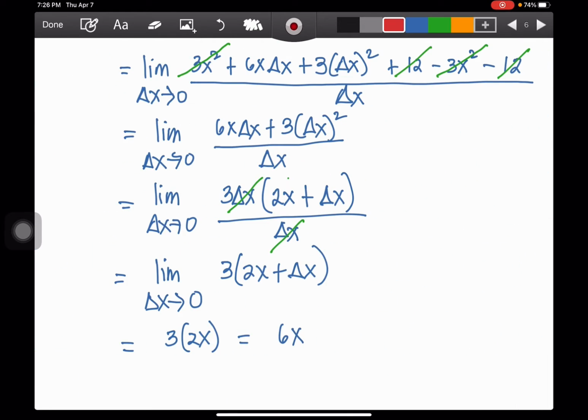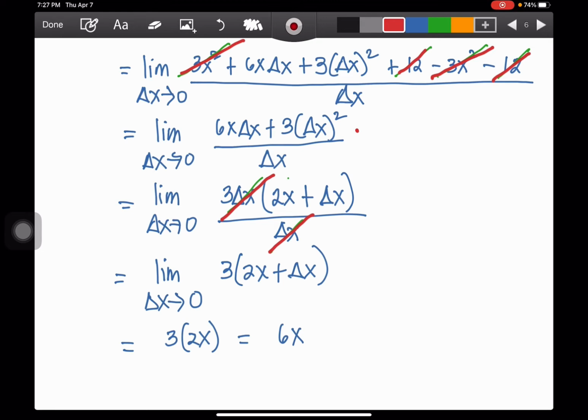Now you can see here that we can cancel this one and also this one. So you only have a leftover of 6x delta x plus 3 delta x squared, all over delta x as delta x approaches 0. Now we can take out a common factor. The common factor is 3 delta x. 6x delta x divided by 3 delta x is 2x, plus delta x, all over delta x as delta x approaches 0. Now, as you can see, we can cancel delta x in the numerator by that delta x in the denominator. So you have a leftover of 3 times 2x plus delta x.